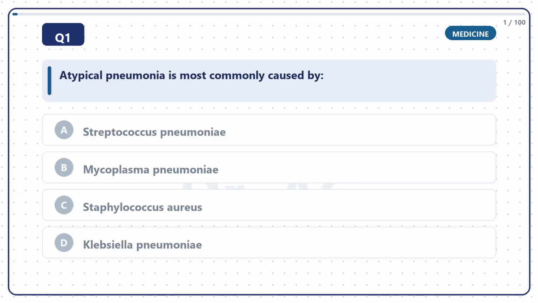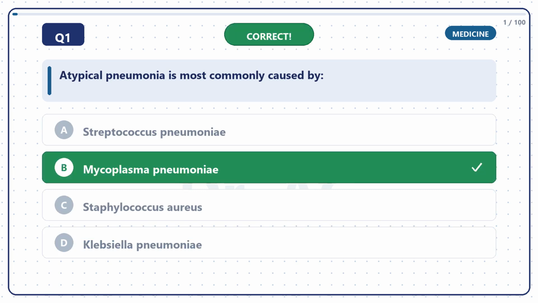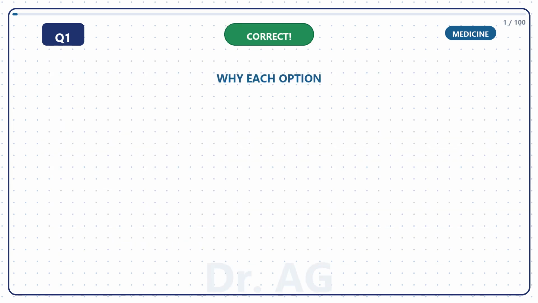Atypical pneumonia is most commonly caused by Option A. Streptococcus pneumoniae. Option B. Mycoplasma pneumoniae. Option C. Staphylococcus aureus. Option D. Klebsiella pneumoniae. The correct answer is option B. Mycoplasma pneumoniae. Let's go through the options.